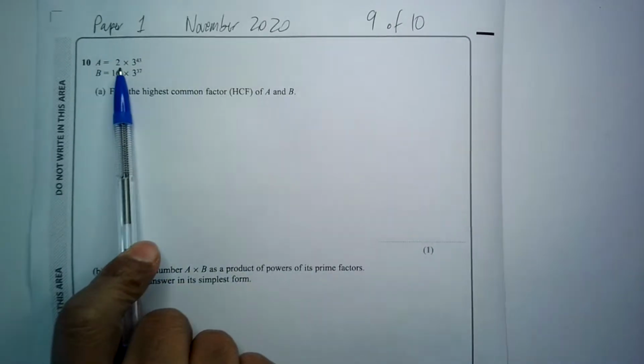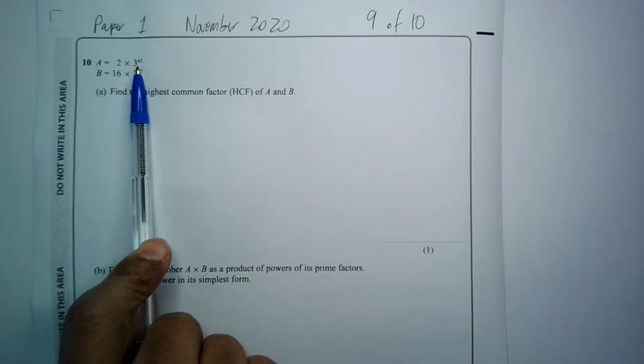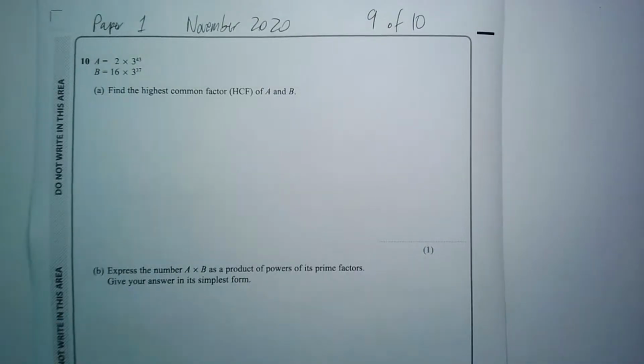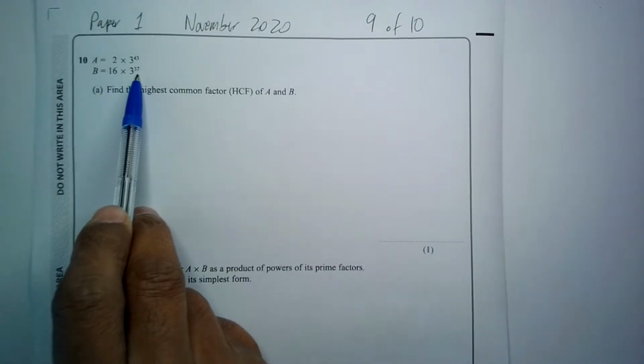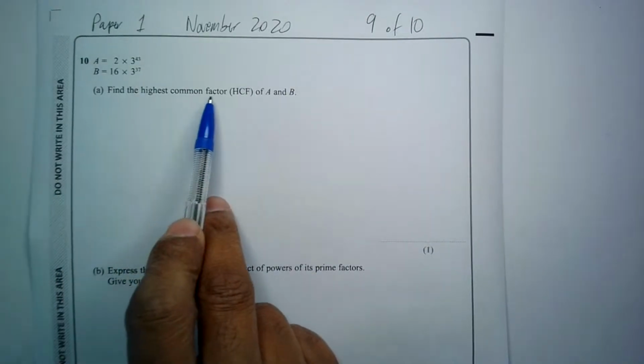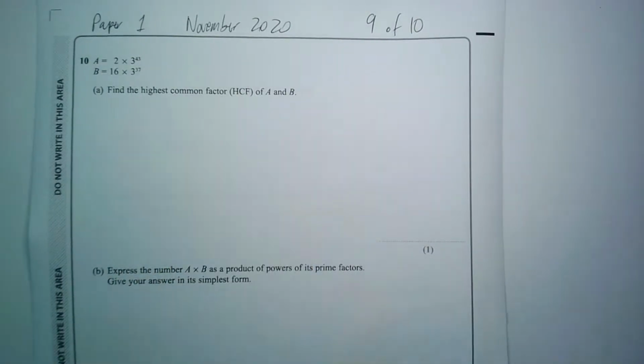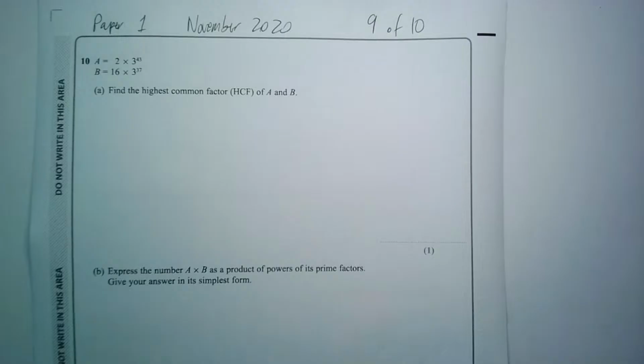So we've got A equals 2 times 3 to the power 43, and B equals 16 times 3 to the power 37. Find the highest common factor, HCF, of A and B. So what do you notice about this?